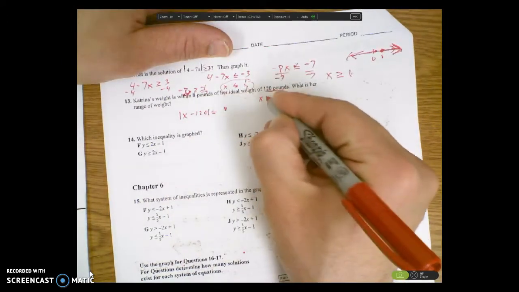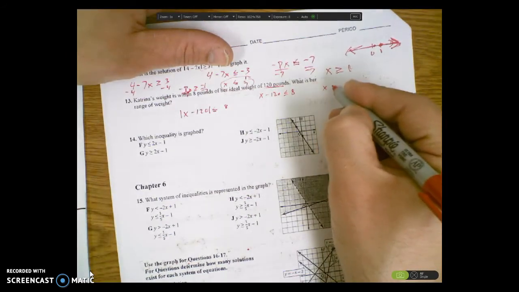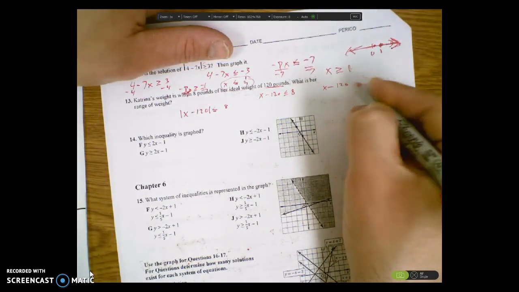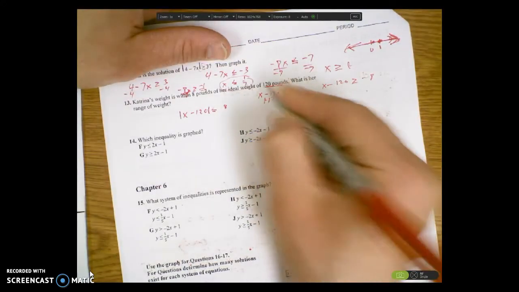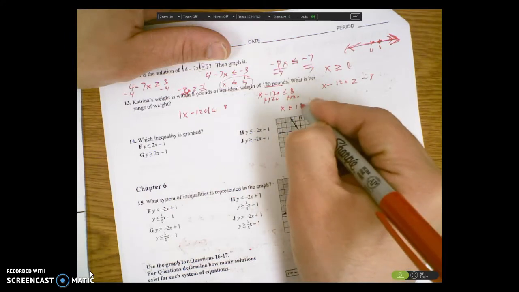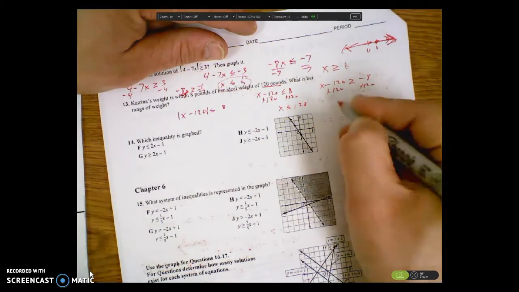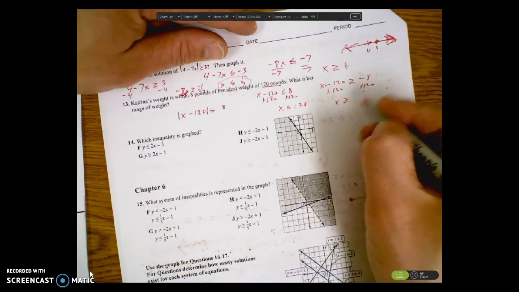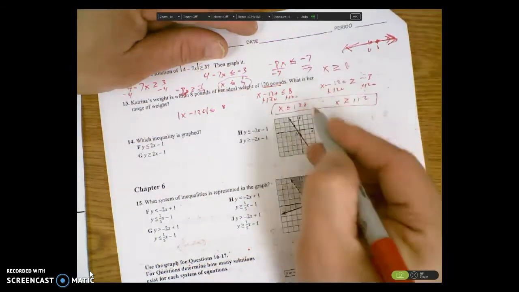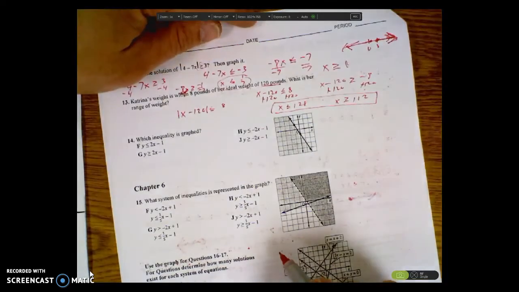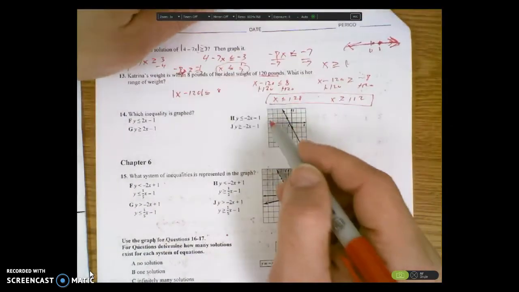So I write the first one as I see it, and I write the second one with a flipped inequality. So I'm going to add 120 to both sides. That's going to give me x is less than or equal to 128, and I add 120 to this, and I get x is greater than or equal to 112. So I know that the weight range falls between those, which is 8 bigger than 120 and 8 less than 120.